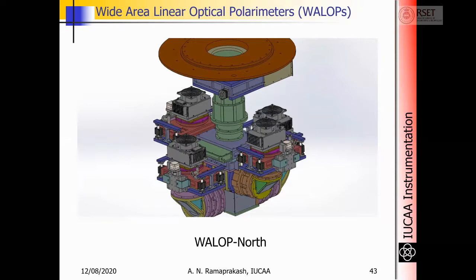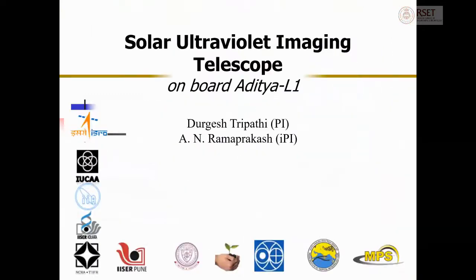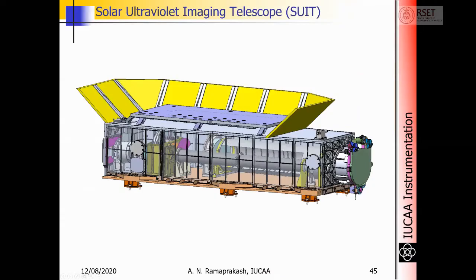IUCAA is also building what is called the Solar Ultraviolet Imaging Telescope on board the Aditya L1 mission. This is the first full-scale dedicated solar mission from ISRO. Again, there are a large number of national and international partners. That's a SolidWorks model of the satellite, the SUIT payload on the Aditya L1 satellite. And we expect this to be launched sometime early next year.